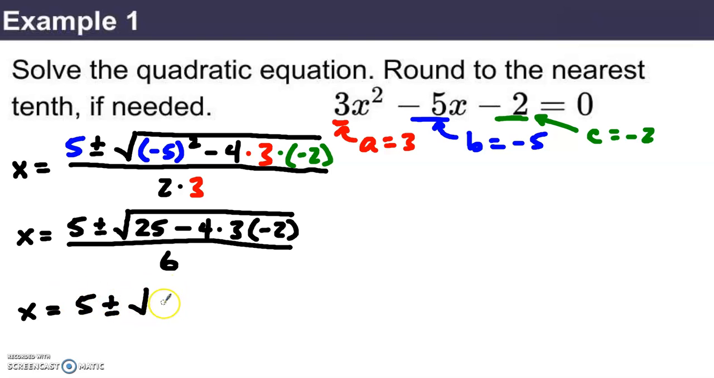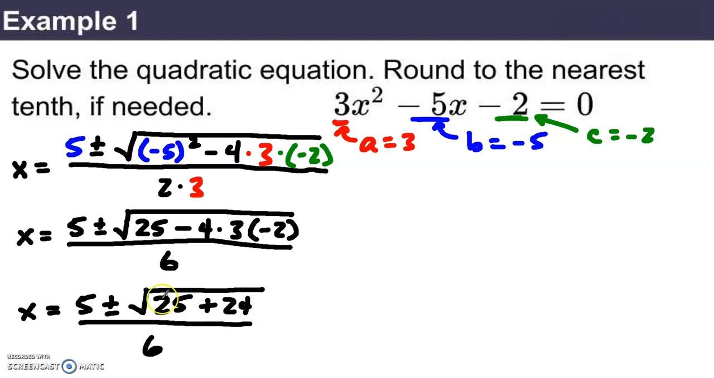We've got 5 plus or minus the square root of 25. Negative 4 times 3 is negative 12. Negative 12 times negative 2 is a positive 24. So that radical is the square root of 25 plus 24.